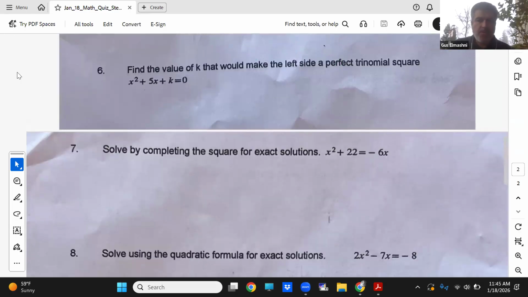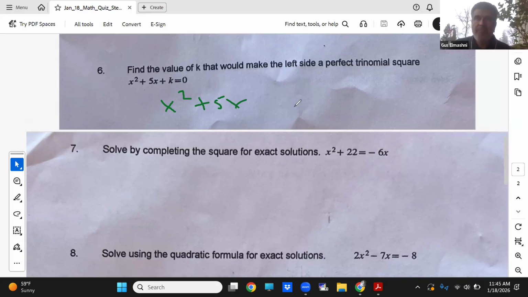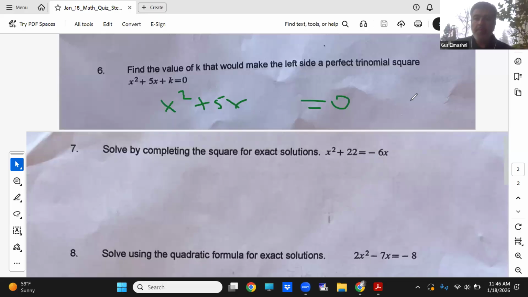So if you want to make a perfect square trinomial, you are completing the square. We saw this earlier with 5. So what's half of 5? 2.5, or 5 over 2? Yeah, 5/2. And square it, what do you get?